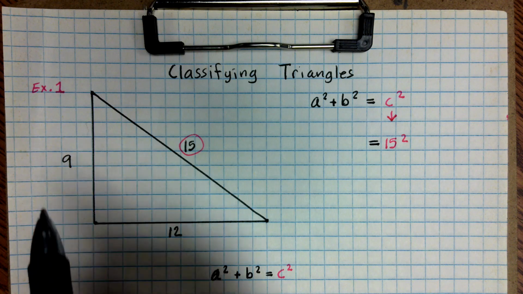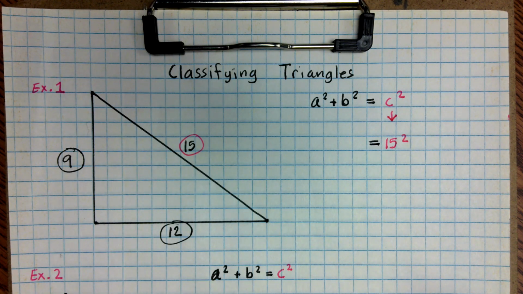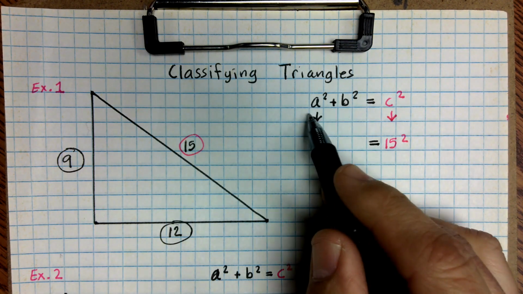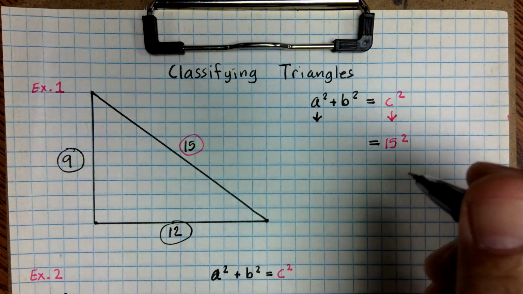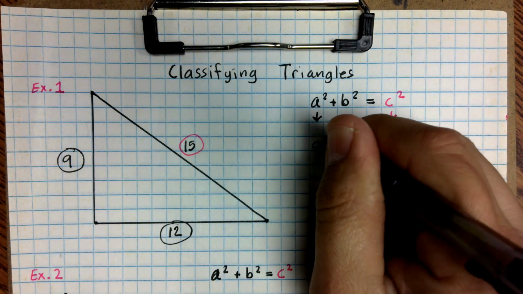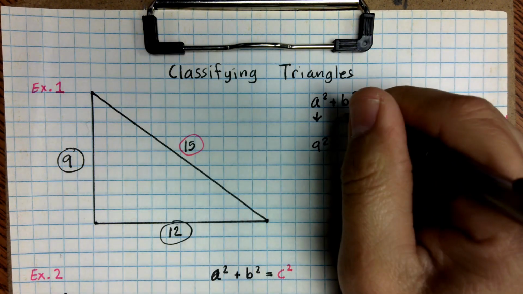Then for the two smaller values, in this case 9 and 12, we're just going to replace the legs with those. It doesn't matter which one of those you assign to A or B, because they're going to be added together anyway. I usually just take the smaller one and assign it to A, and then take the medium one and assign it to B.